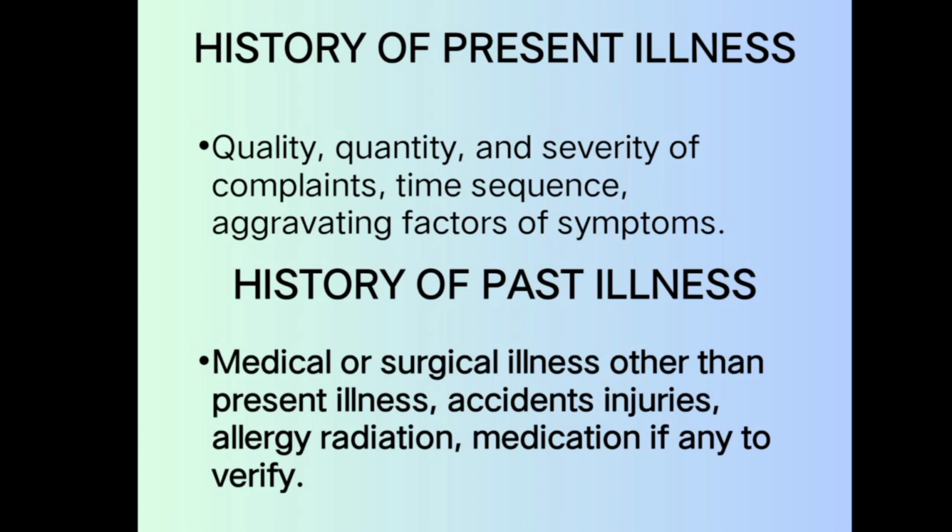So for example, PQRST. P is precipitating or provoking factors, Q is quality and quantity, R is resting, S is severity, and T is time. So whatever symptoms they are feeling, we can ask in the history collection.